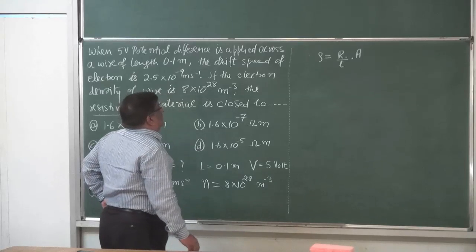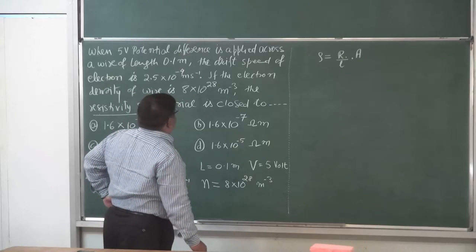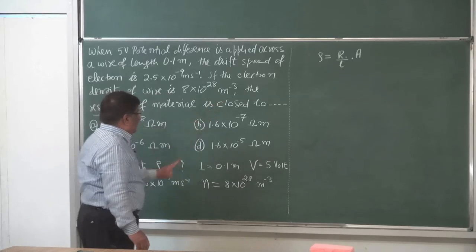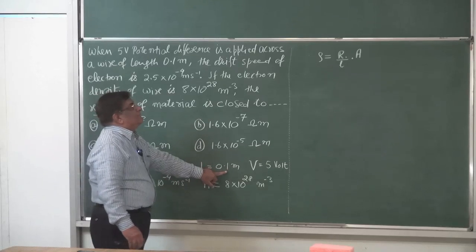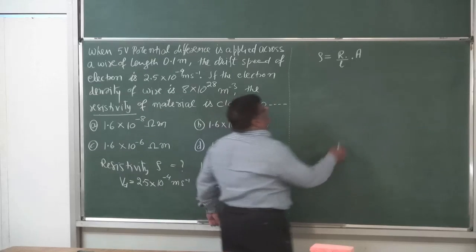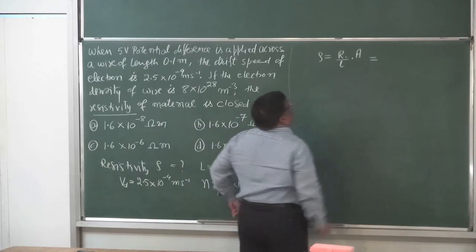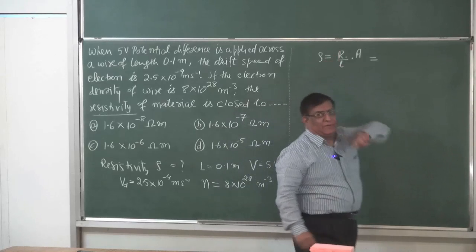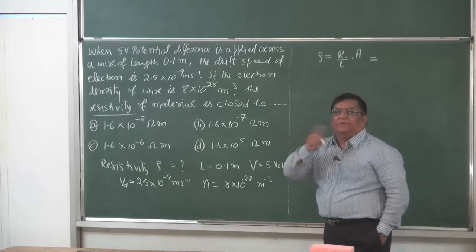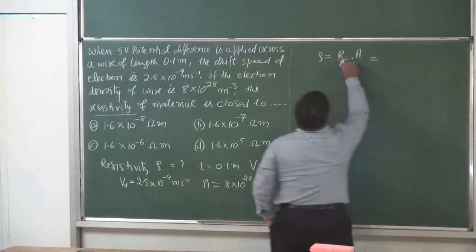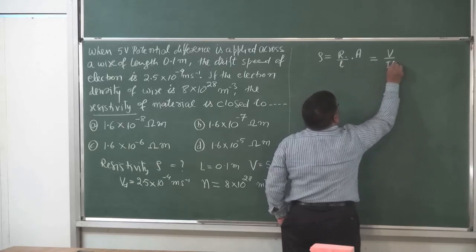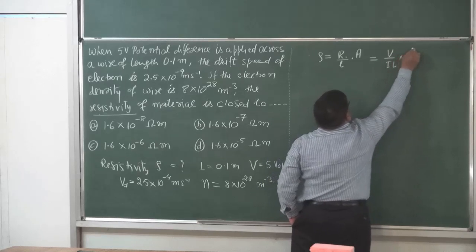Now, total resistance, is it given? No. Length given? Yes. Area not given. We will start writing here. The resistance is not given to us, but voltage is given to us. We know how voltage is converted into resistance. So in place of resistance we will write voltage upon current, and this is length, this is area.